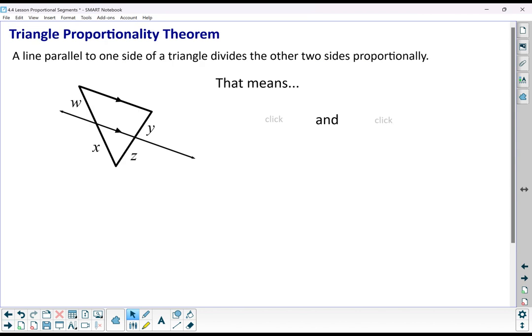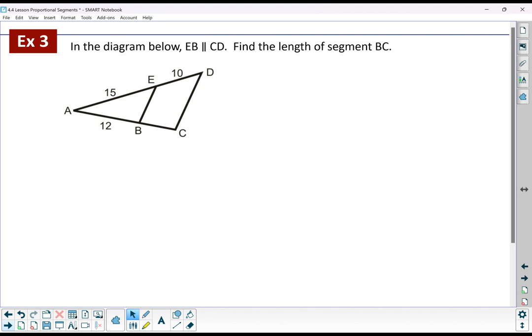So if I have just two parallel lines, or if I have a line that is parallel to one side of a triangle, that is going to divide the other two sides proportionally. What that means is that w divided by x is equal to y divided by z, and also w divided by y is equal to x divided by z. You can set up the fraction either way, whichever way seems the most logical for you when you're looking at a diagram.